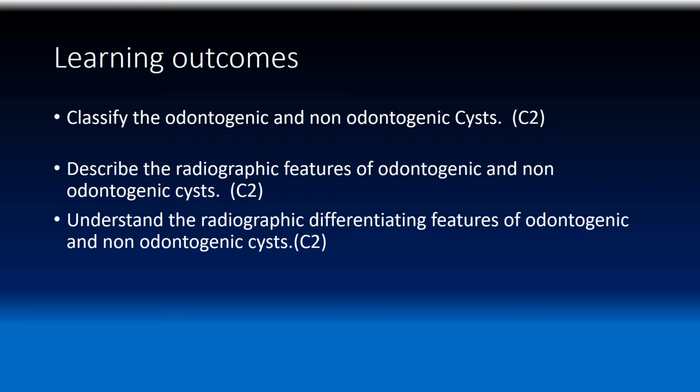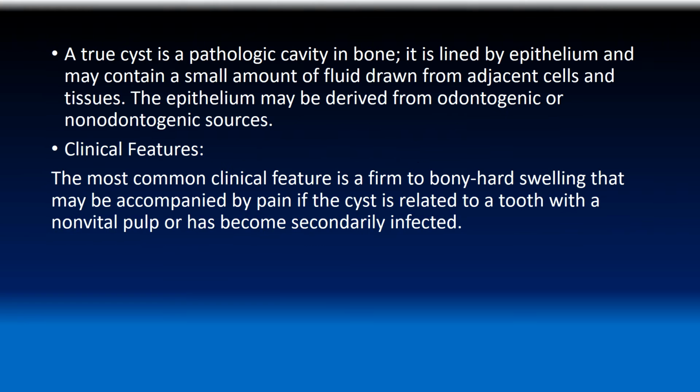To begin with, classify the odontogenic and non-odontogenic cysts, describe radiographic features of odontogenic and non-odontogenic cysts, and understand the radiographic differentiating features of odontogenic and non-odontogenic cysts. A true cyst is a pathologic cavity in bone. It is lined by epithelium and may contain a small amount of fluid drawn from adjacent cells and tissues. The epithelium may be derived from odontogenic or non-odontogenic sources.